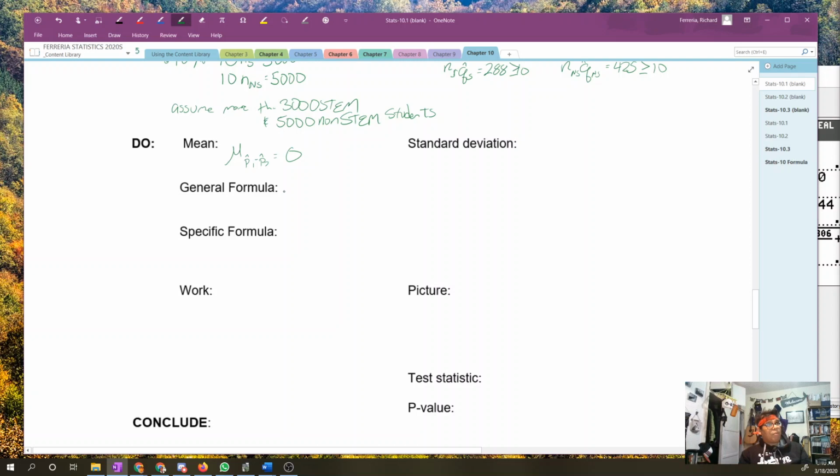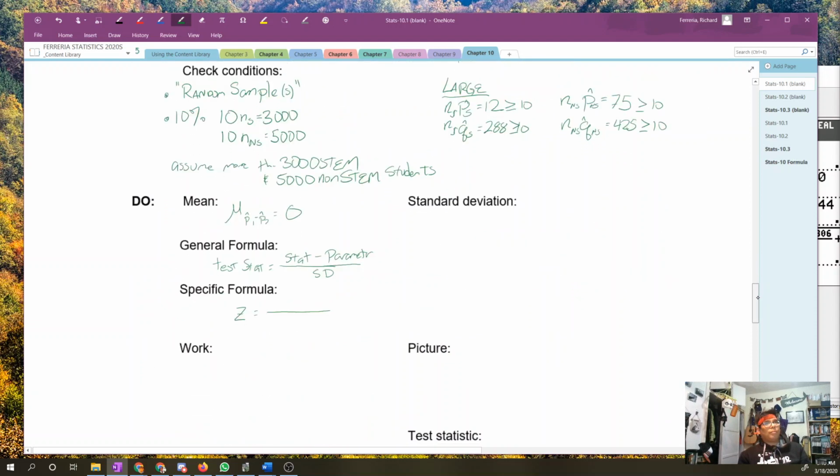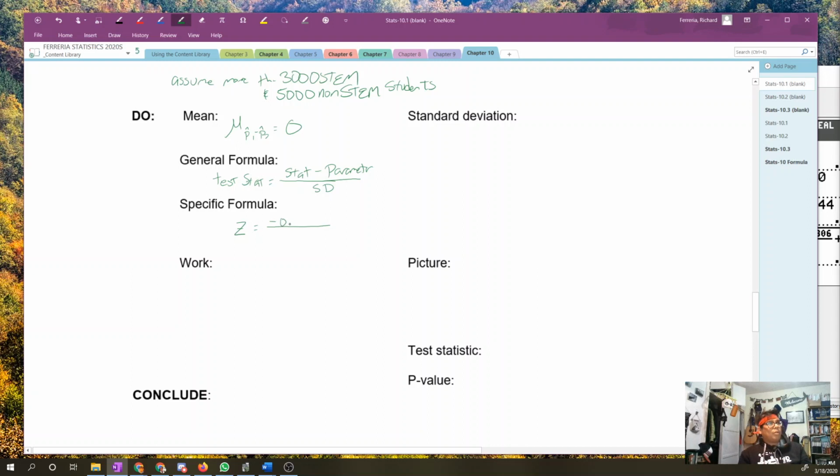What is a general formula for any hypothesis test? Well, that is the test stat is equal to the statistic minus the parameter over the standard deviation. Specifically, we're dealing with proportions, so this is a z, and our statistic was, what was that? Negative 0.11. Negative 0.11. Parameter, remember that comes from the null hypothesis.